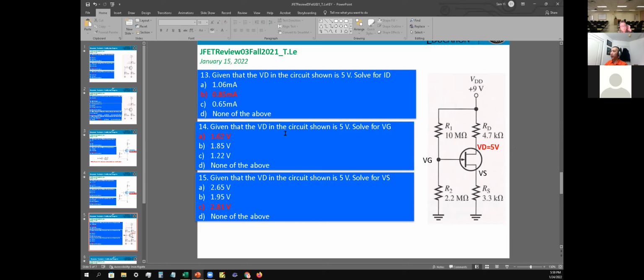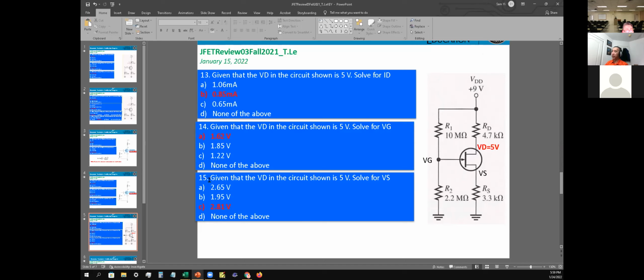Okay, number 14, given the VD in the circuit shown is 5 volts, solve for VG. So we're going to be taking the 9 times R2 divided by the quantity R1 plus R2. So 9 times 2.2 divided by 10 plus 2.2. So the answer comes to 1.62 volts for VG. So the answer is A as in apple for 14.